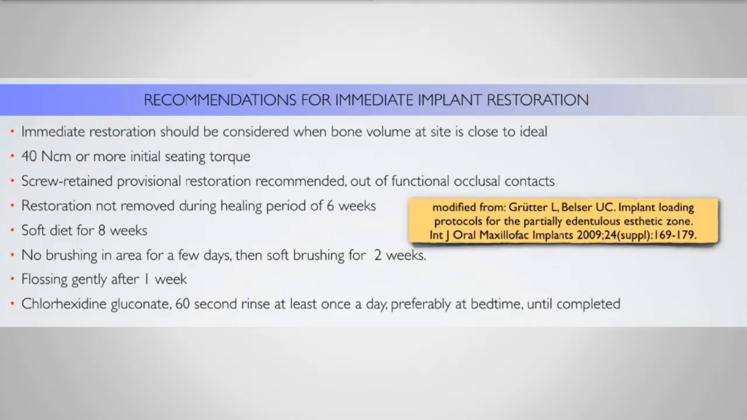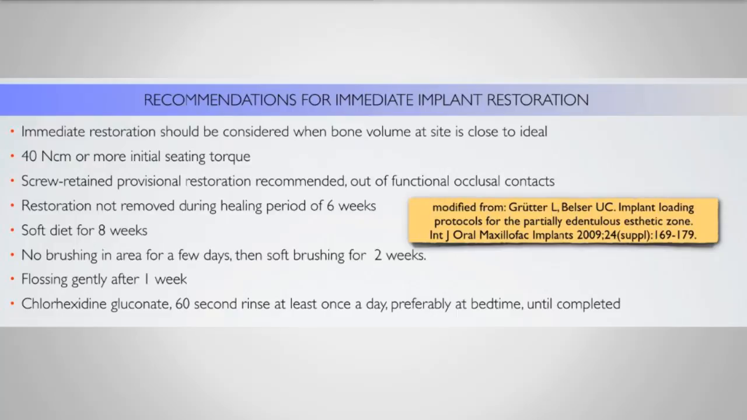I like to use screw-retained provisional restorations and make sure they're out of functional contacts, both in habitual occlusion and in excursive movements. Now, you don't want to remove this restoration for the healing period of at least 6 weeks because you're going to lose some of that stability as the osteoclastic activity begins. So place it in there, tighten it down, and leave it.